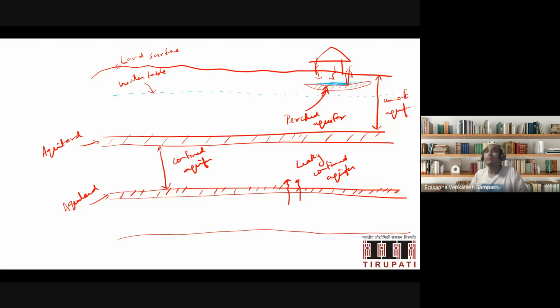Okay, now imagine if the same clay layer, if it was present here, if that same clay layer, where is my mouse pointer?